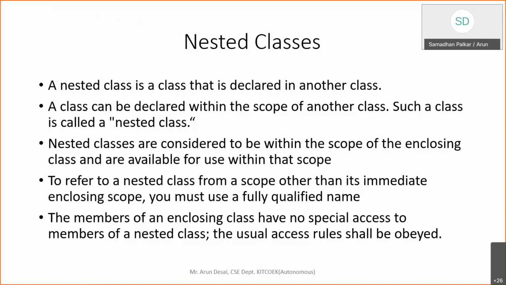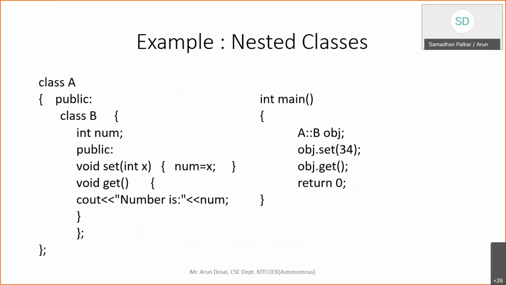So accessing members from inner to outer or outer to inner, whatever rules are there for a class apply as they are. There is no special access for nesting, right? And this is an example of a nested class.